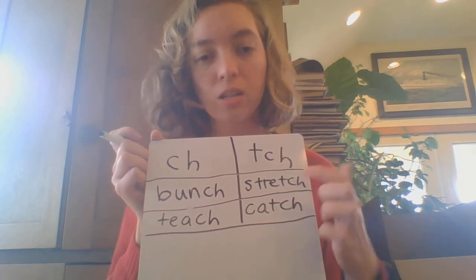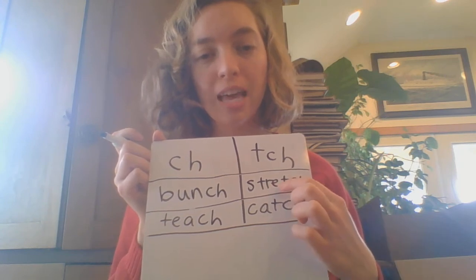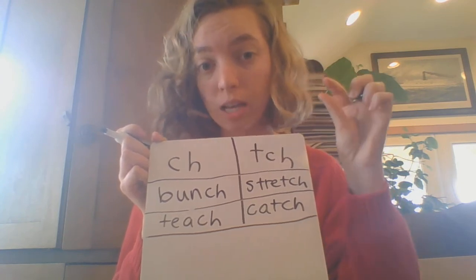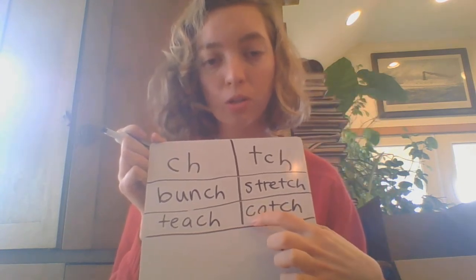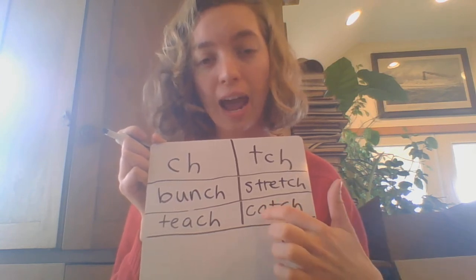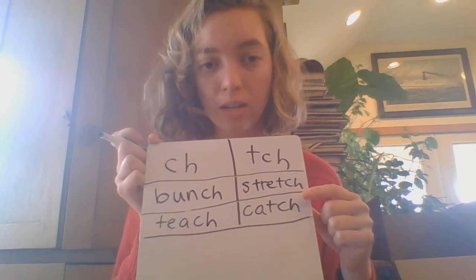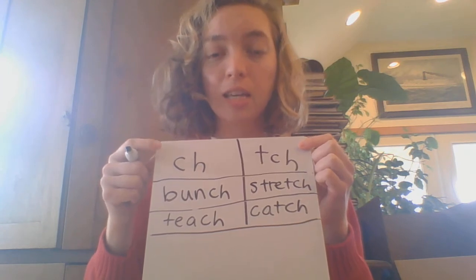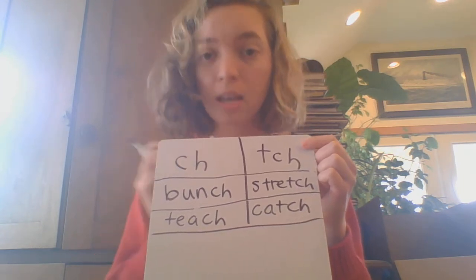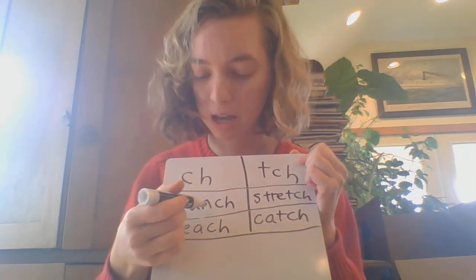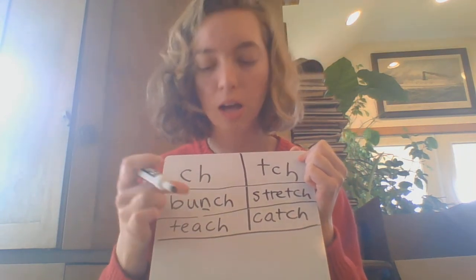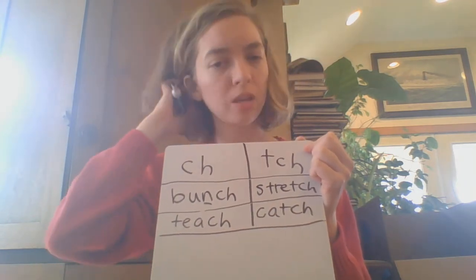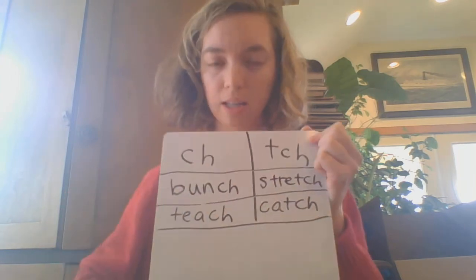Let's look over here at our TCH. Stretch. The middle sound is eh. So that's a short E. Remember, TCH has short vowel sounds. And then what's this word? 1, 2, 3, catch. Another short vowel sound in the A, okay? So short vowel sounds, and then CH has long vowel sounds, or sometimes they have an N or an R, a letter after the vowel that changes the sound, okay? So let's get started with our silly sentences.